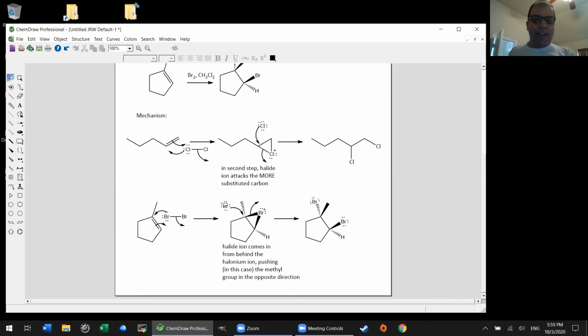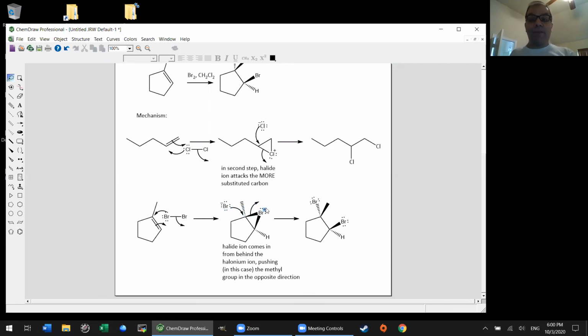the halide ion has no choice but to come from the opposite side of the molecule to this three-membered ring in the cyclic halonium ion. That's sticking up in this case. And the bromide ion can't approach from that side because the three-membered ring is in the way. So it will instead approach from behind that bond, and again break this carbon-halogen bond, in this case carbon-bromine bond. When it does that, when it comes from behind, it's going to push that methyl group up.